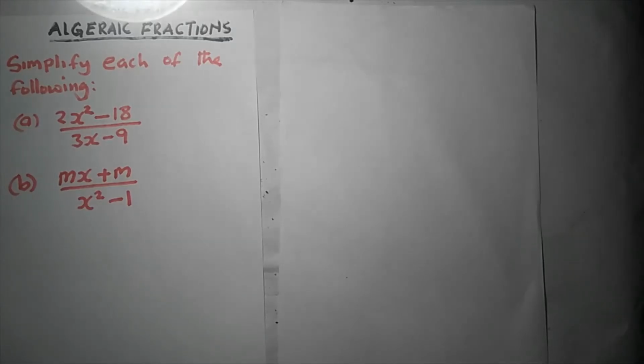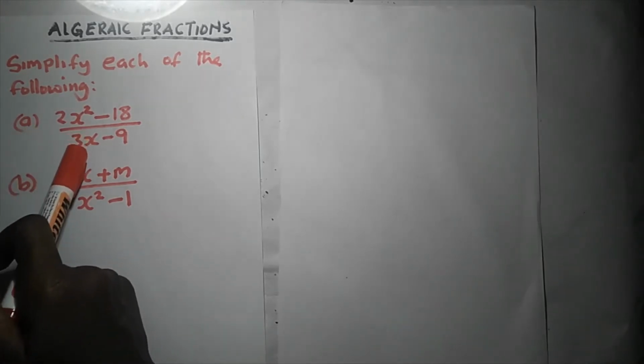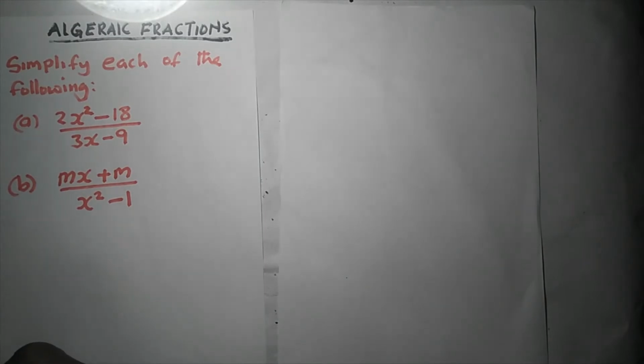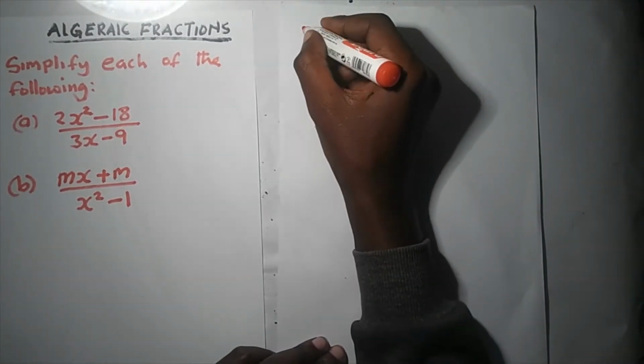In this video, I want us to look at algebraic fractions and how to simplify algebraic fractions. After our lesson on factorization, now we come to this part of algebra. We have two questions here. The first question says, simplify 2x squared minus 18 over 3x minus 9.